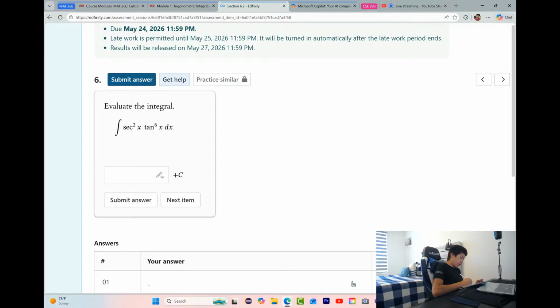So we have to evaluate the integral of secant square root of x times tangent to the power of 6 of x dx. Very cool. So this one, obviously, we see the pattern secant tangent, and the antiderivative of that is simply secant. So that's pretty cool. So what we're going to do, so we have powers. So I believe we should split them. Watch me cook, guys. Watch me cook.